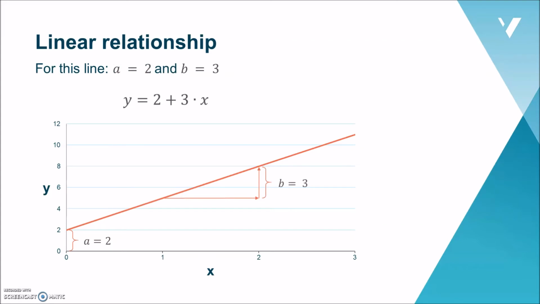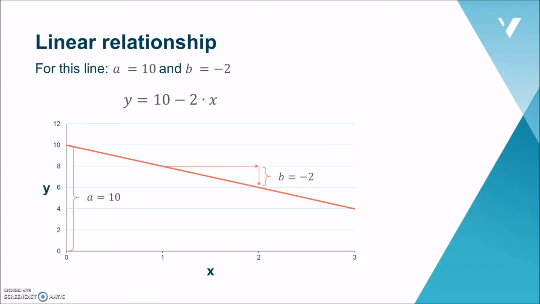Now, in the current figure, the intercept is 2 and the slope b is 3. In this case, y increases by 3 units when x increases by 1 unit. Note that no matter where you are on the x-axis, y will always increase by 3 units when x increases by 1 unit. When the slope b is positive, as in this example, we say that the relationship between x and y is positive.